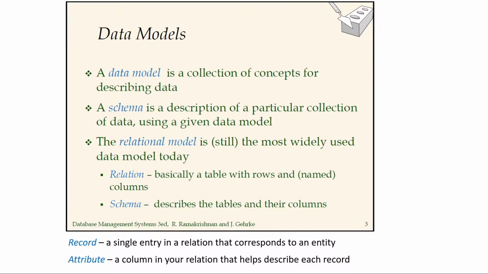So just some more vocab at the very bottom. A record is a single entry in a relation that corresponds to an entity. So going back to our university example, let's say we had our student relation. A record in that student relation would represent the data for a single student. Lastly, we have attributes. Attributes are columns in your relation that help describe each record. And in the relational model, an attribute consists of an identifier and a type.